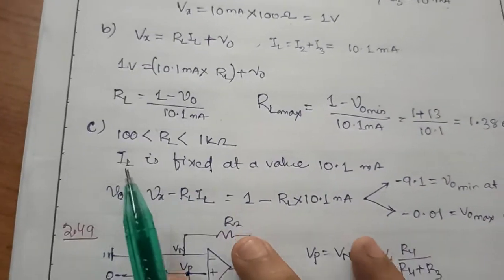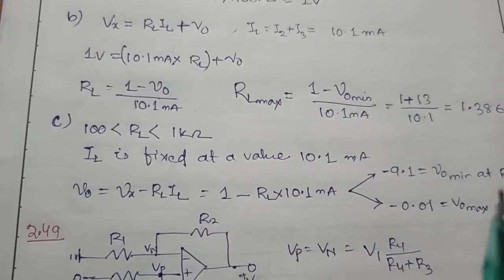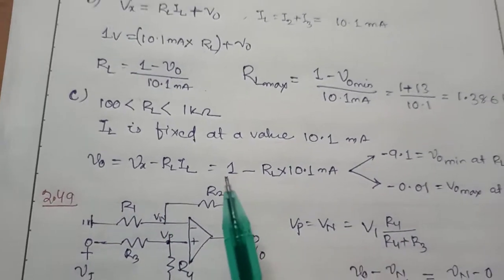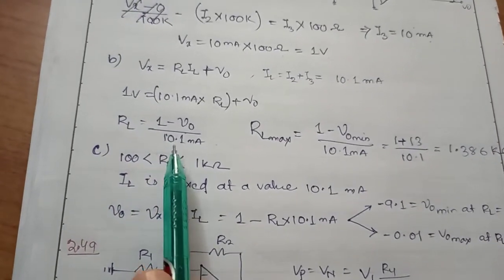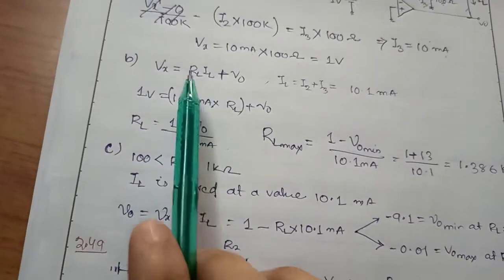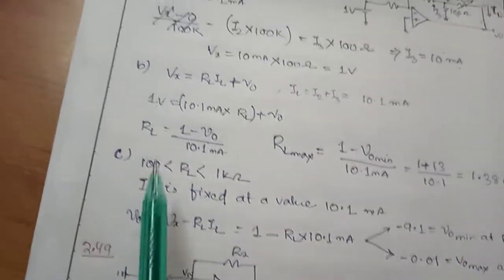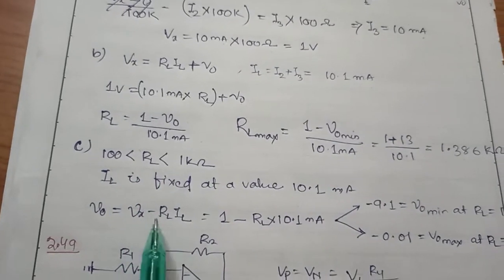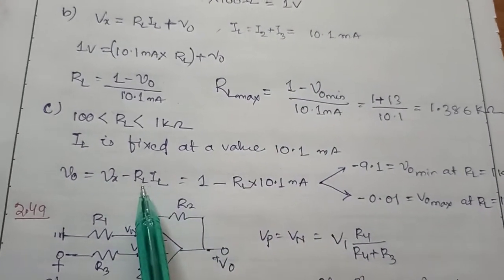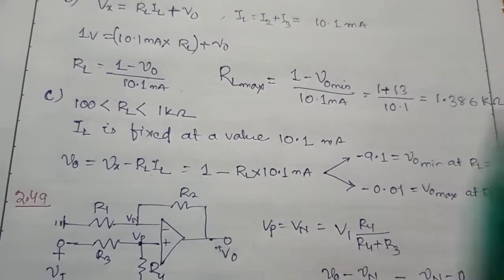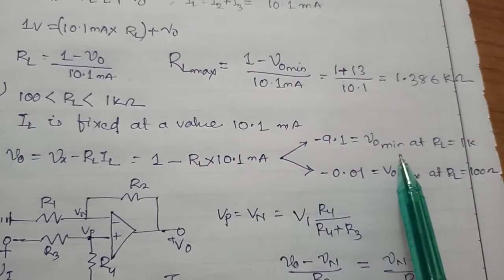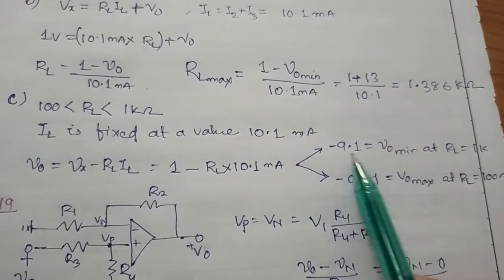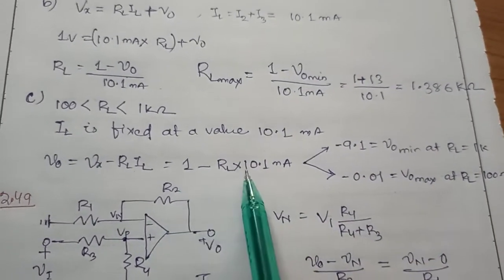In the third part it is asked if a load is varied from a range 100 ohm to 1 kilo ohm, what is the corresponding change in IL and in V output? We know from this equation, if our RL is varied from 100 ohm to 1 kilo ohm, then our output is nothing but Vx minus RL IL. So there will be two values of RL. One is 100 ohm, one is 1 kilo ohm. At the minimum value of RL, I will get a maximum output. And at the maximum value of RL, I will get a minimum output, because this part is subtracted from 1.